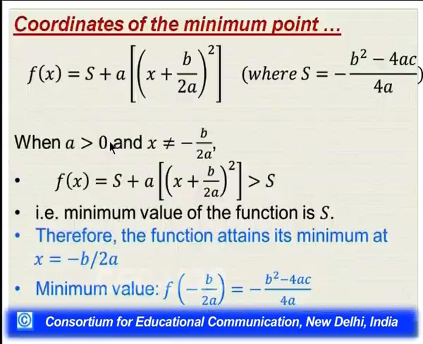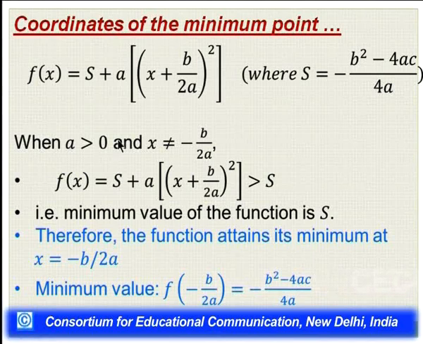So we have two cases here now. One where a is positive and the other where a is negative. Let us suppose first that a is positive. Now we know that when x = −b/2a, the value of the function is nothing but s, because once we put x = −b/2a, this second term will vanish and the value of the function is s. But suppose x is not equal to −b/2a. Let's suppose x is some value other than −b/2a.